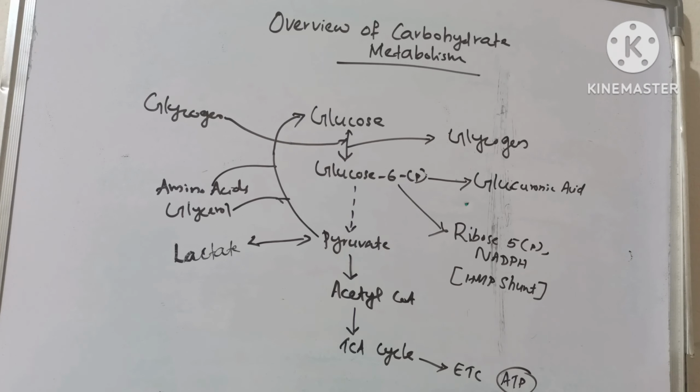Next pathway is HMP shunt. Here NADPH and ribose 5-phosphate are formed. This NADPH is for the synthesis of cholesterol, fatty acid, ketone bodies, etc. Ribose 5-phosphate is important for the synthesis of DNA, RNA, coenzymes like FAD, NAD, coenzyme A and ATP.